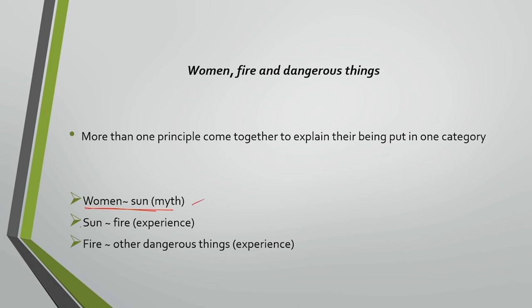Similarly, sun and fire, of course, the similarity is evident, because this is dependent on experience. Both of them emit fire, they create heat, and they can be dangerous. So, sun and fire are fine. Now we have already made sense of women, sun and fire being together in the same category. And then, of course, fire and other dangerous things. Like fire is dangerous, similarly other dangerous things are also put together in the same category. So, this is how fire, sun and women get put together in the same category.